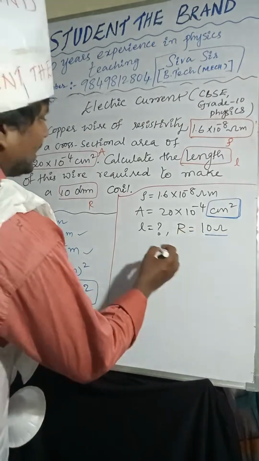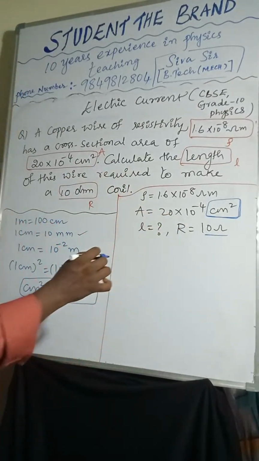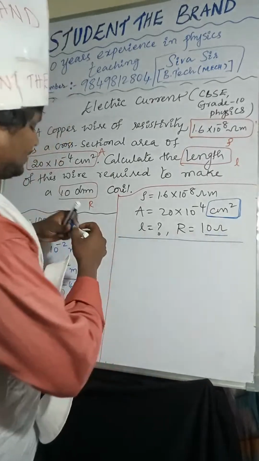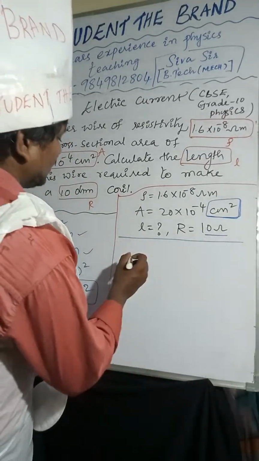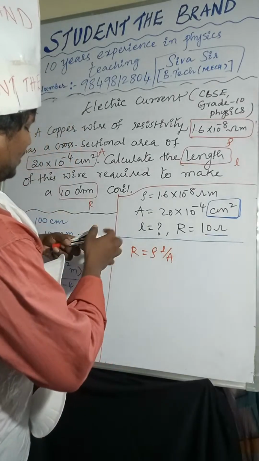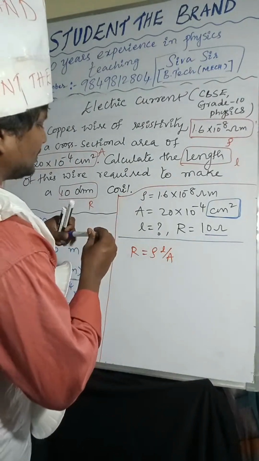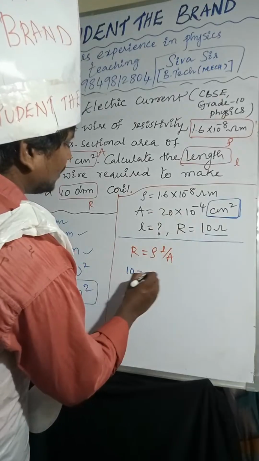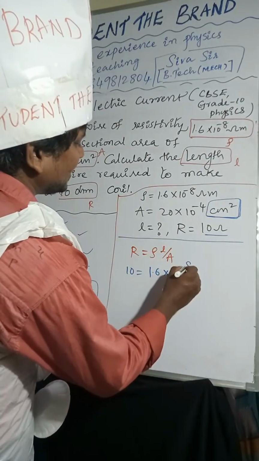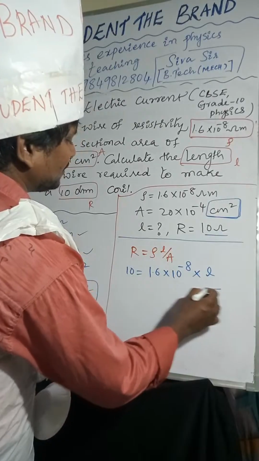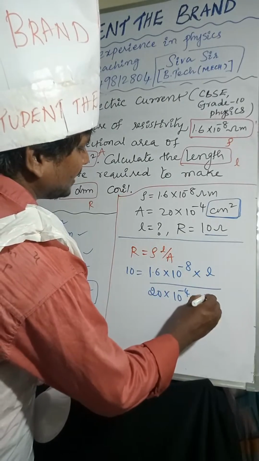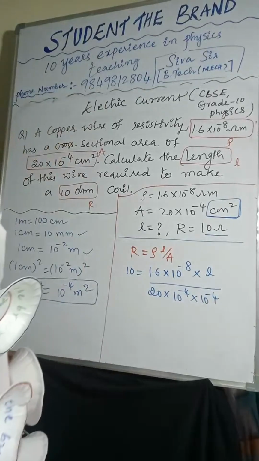Now which formula do we have to use? The formula is R equal to rho into L by A. Substitute the values: R equal to 10, rho equal to 1.6 into 10 power minus 8, and L we have to find out, with area of cross section 20 into 10 power minus 4 into 10 power minus 4.